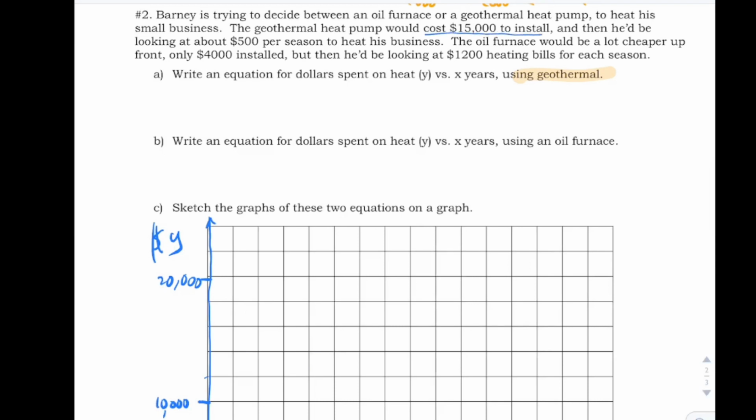15,000 up front. So that's going to be the intercept. You start at 15,000. $500 per season. That's your slope. You go up 500 every time you take another season. Up 500, march forward one season, up 500 and so on. So that's your M, and that's your B. And so the cost here is going to be $500 per season plus $15,000. That's your geothermal right there.